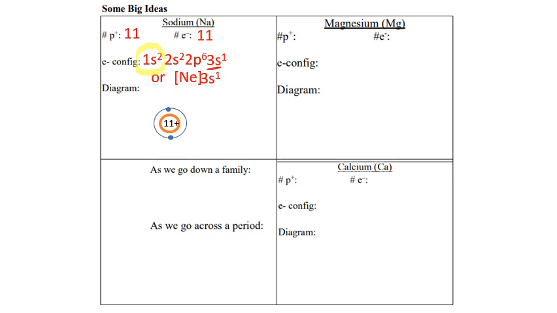Next thing I'm going to do, let me change colors here. I'm going to focus on the second orbital. And why did I circle both of these? Because both of those start with a 2. Now, add up how many total electrons do I have available in the 2s there. So that would be 6 plus 2, which would be 8.